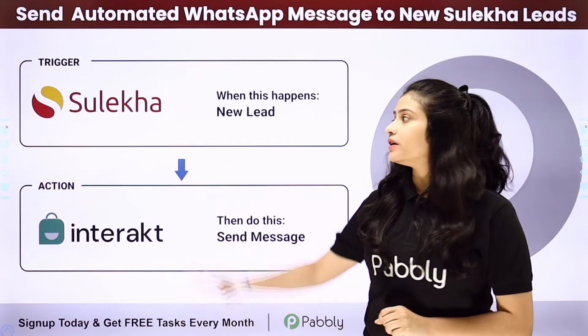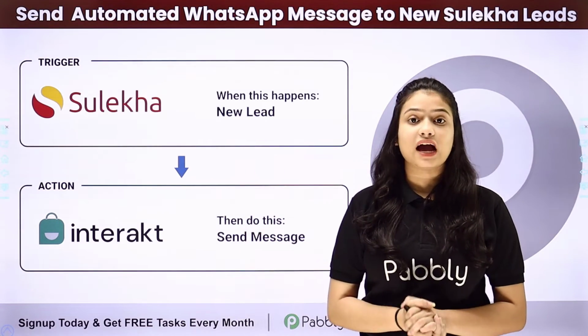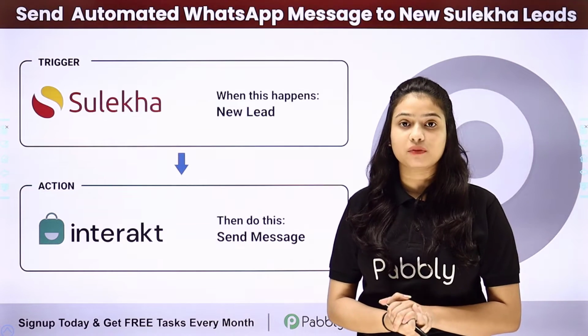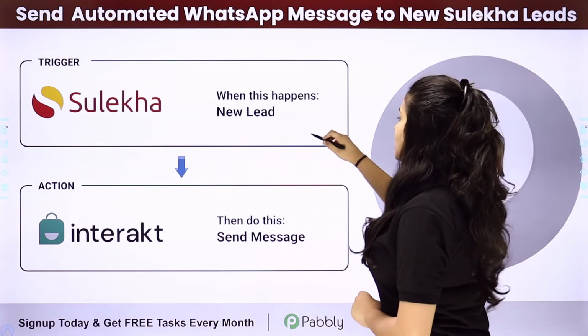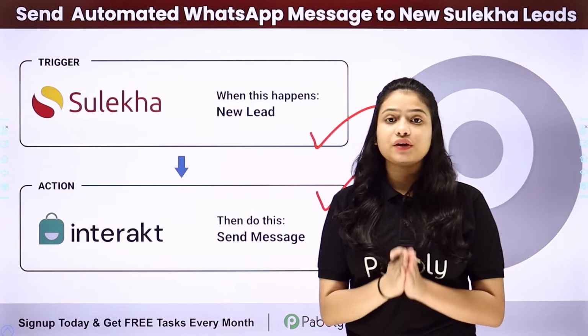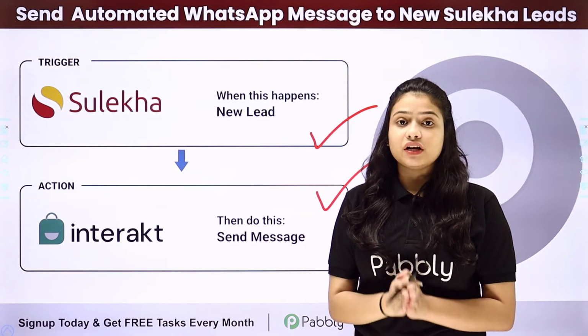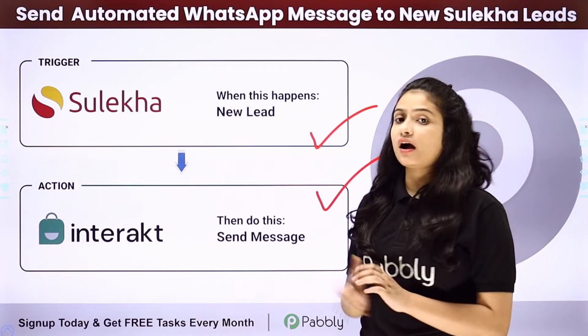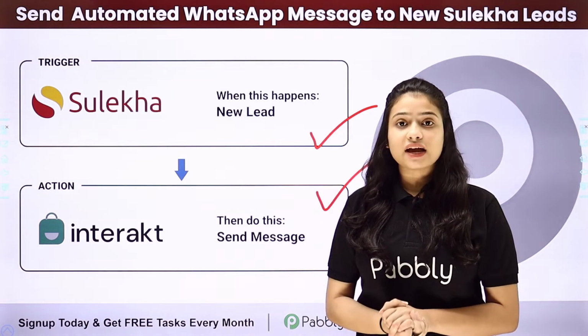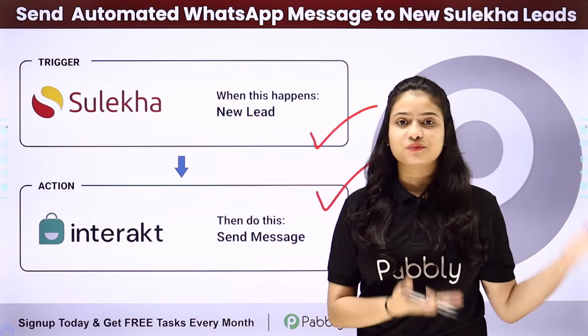For that we will have to integrate Sulekha with Interact, and for that we are going to use Pabbly Connect, which is an amazing automation and integration platform. Now what we are going to do, we have Sulekha in our trigger and Interact in our action. So we will be connecting both of them by using Pabbly Connect in such a way that whenever a new lead is generated through Sulekha, automatically a WhatsApp message will be sent to that new lead. And to learn this entire automation step by step, let me take you all to my screen.